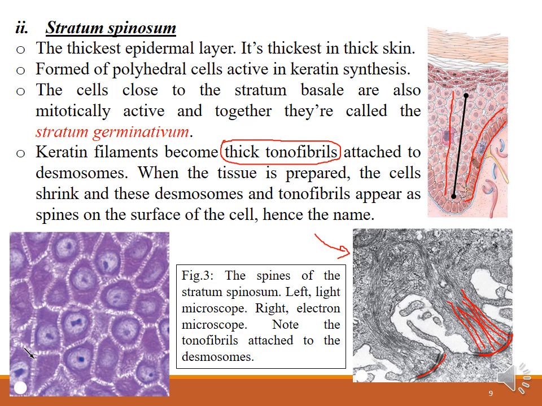If again we look at the electron microscope image, this is the cell. And notice here how we have the spines. These are the spines. Why? Because it is formed from the desmosomes and the tonofibrils that do not shrink, whereas the cytoplasm here has shrunk. In the light microscope image, we can see that this is a cell, and we can see that on the surface of the cell there are small projections, and these are the spines, and therefore it's called stratum spinosum.